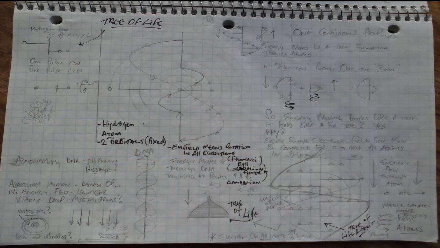So energy moving looks like a tree. It looks like a fir tree? Yes. Why? Because every single electrical field line must be contacted for it to move all atoms in existence. So if we look at that bottom picture there, we've got the tree of life and its fruit. Energy has every single electron on an arm up and down in a DNA configuration. So whichever atom comes into contact with that energy, it will get rotated, because that's the tree of life. And those are its fruits, which are actually electrons.